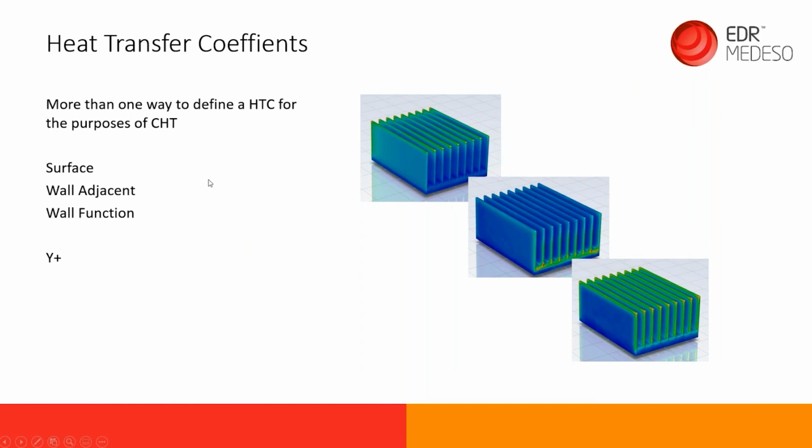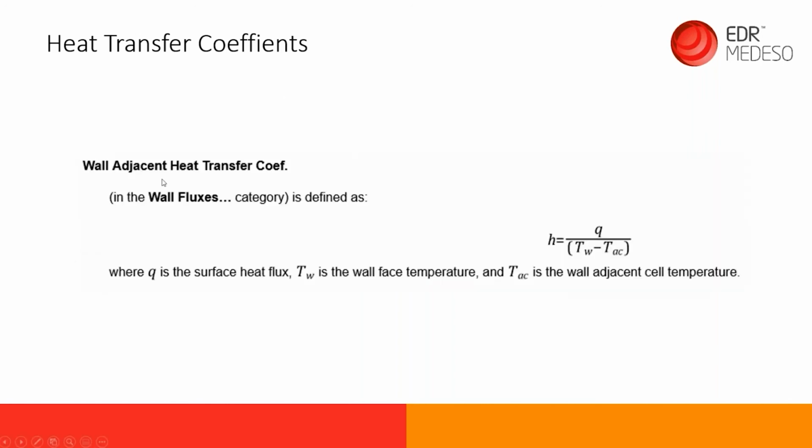More than one way. We've got what we call a surface heat transfer coefficient, a wall adjacent cell heat transfer coefficient, a wall function coefficient, and a Y+ coefficient. So there's 4 ways of displaying that. And I'll very quickly just go through why we have those and what the differences are. If we want a heat transfer coefficient that's called wall adjacent, it calculates the wall face temperature and the temperature on the cell adjacent to the wall. Now that's fine, but then it becomes very sensitive to mesh resolution. So it's not always the best way of plotting this.